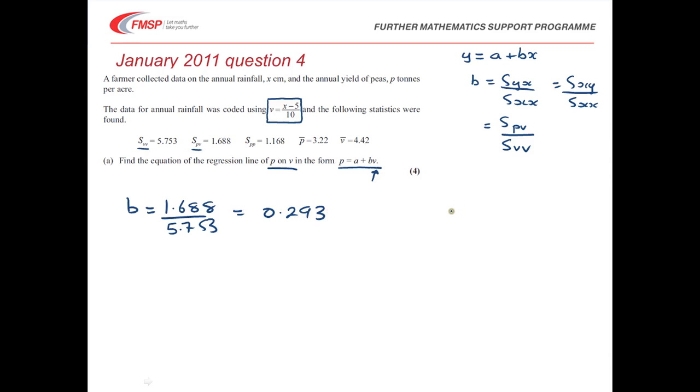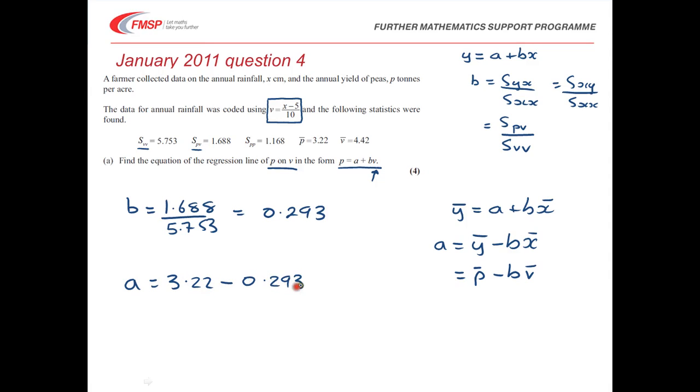It goes on in your formula booklet to tell you that y bar is equal to a plus b x bar, and it writes in the formula booklet that a is equal to y bar minus b x bar. So in this case, again, we've just got to make sure that we're using the correct letters. So we're dealing with p bar minus b v bar. So that's what the value of a would be. So a is equal to p bar, so 3.22, minus b, and again you should be using not the rounded value but the calculated value while you do this. So just be really aware of that.